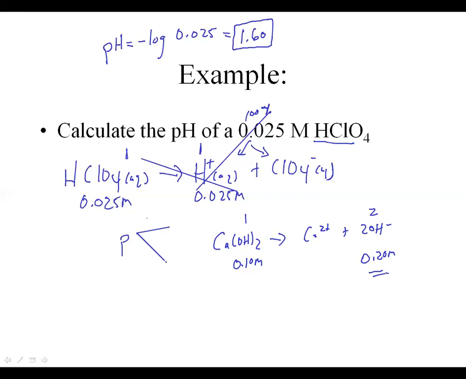So occasionally, more so on the basic side, you'll come across that. You probably won't come across that in our class, but you could potentially in the future. You just want to make sure that if it happens to break apart into more than one OH minus or more than one H plus, that you do take that into consideration before you get the H plus or OH minus concentration. Any questions on how to do strong acids, strong bases, calculate the pH?